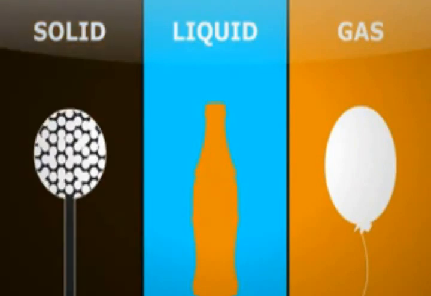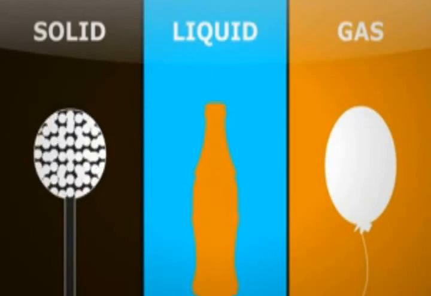First, in solids. As we can see, the particles are really close together in an ordered structure, and also they are only vibrating. And this is because the particles do not have enough energy to overcome the bonds holding them together.